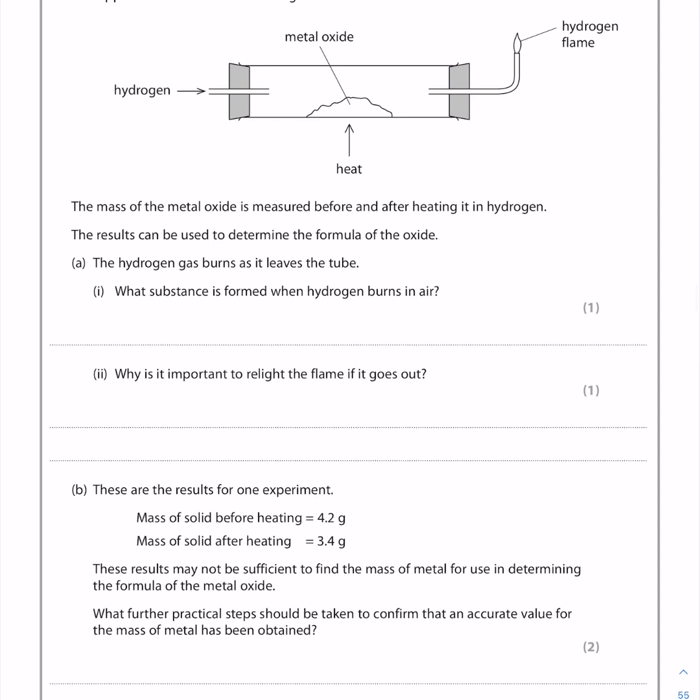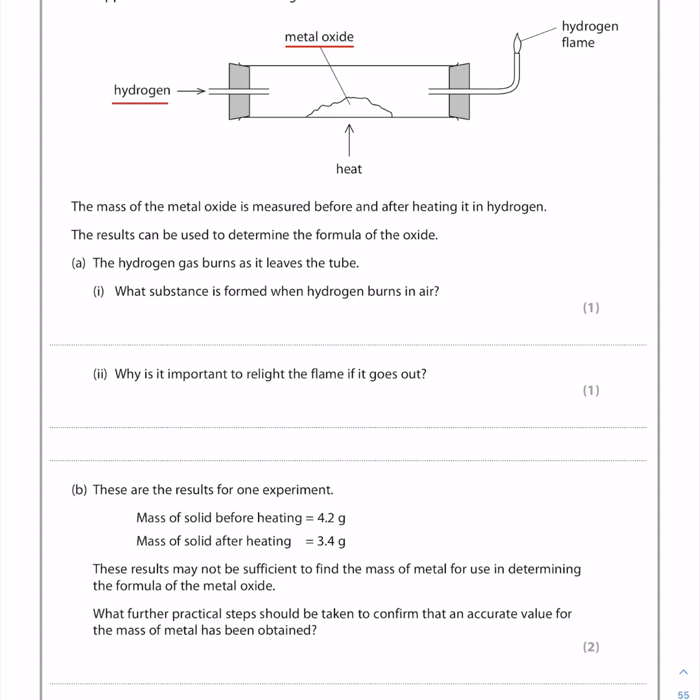Question 43. This apparatus can be used to investigate the reduction of metal oxides. The mass of metal oxide is measured before and after heating it in hydrogen. Results can be used to determine the formula of the oxide.